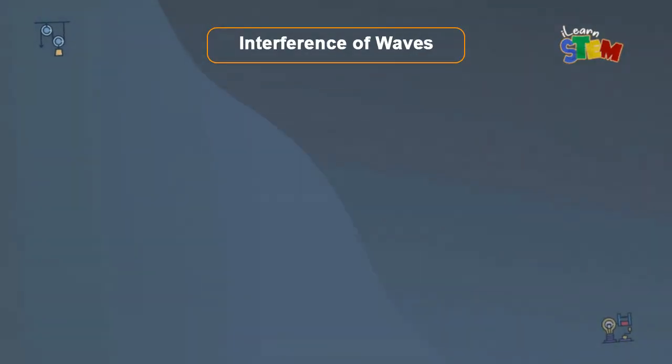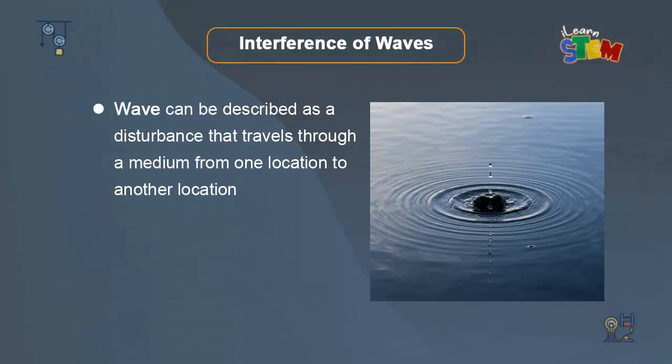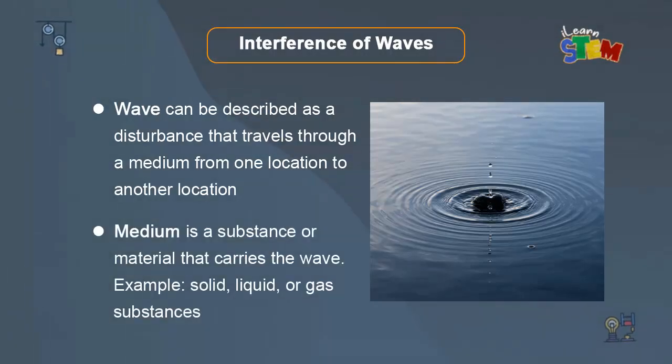Alright, let's refresh our minds on waves. A wave is simply a disturbance that moves through a medium, carrying energy from one place to another. But what exactly do we mean by a medium? A medium is any substance or material that a wave travels through. It could be a solid, a liquid, or a gas.